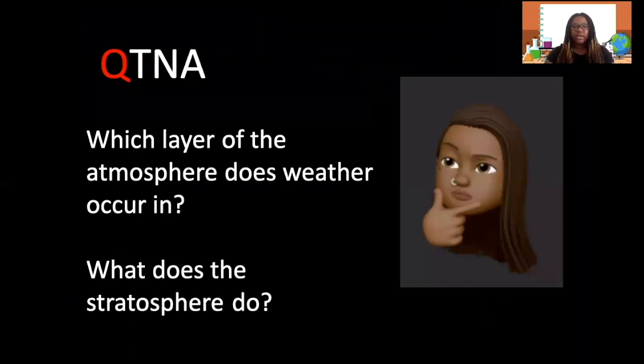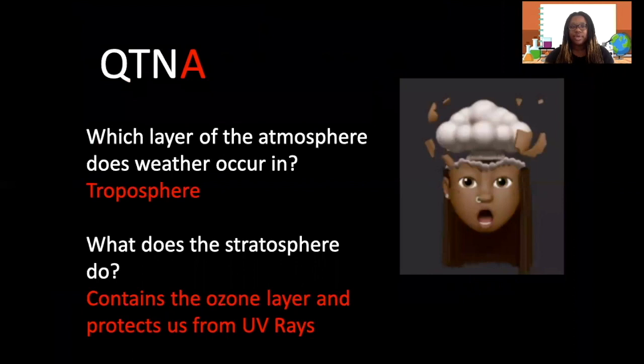So which layer of the atmosphere does weather occur in? And what does the stratosphere do? The troposphere, all weather occurs in the troposphere. And the stratosphere contains the ozone layer, which protects us from UV rays. You still should wear sunscreen to protect your skin, but the stratosphere is like the sunscreen of the Earth.